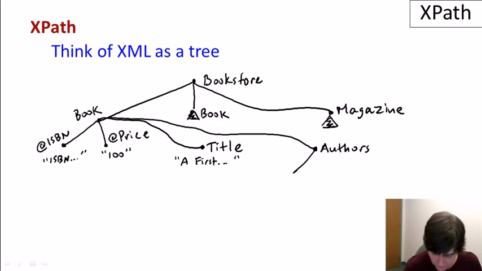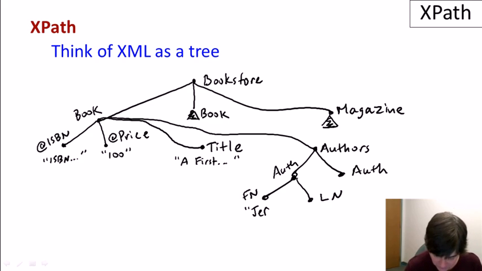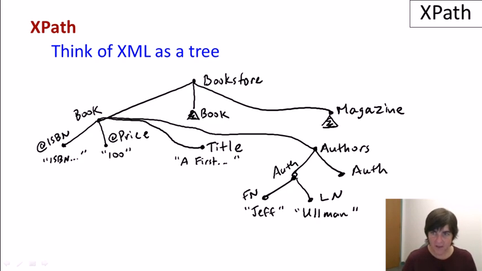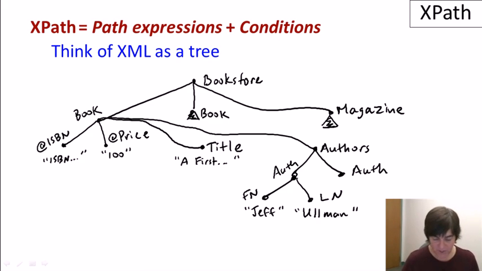Then our authors had further sub-elements. We had maybe 2 author sub-elements here. I'm abbreviating a bit below here, a first name and a last name, again abbreviating, so that might have been Jeff Ullman, and so on. I think you get the idea of how we render our XML as a tree. And the reason we're doing that is so that we can think of the expressions we have in XPath as navigations down the tree. Specifically, what XPath consists of is path expressions that describe navigation down and sometimes across and up a tree.